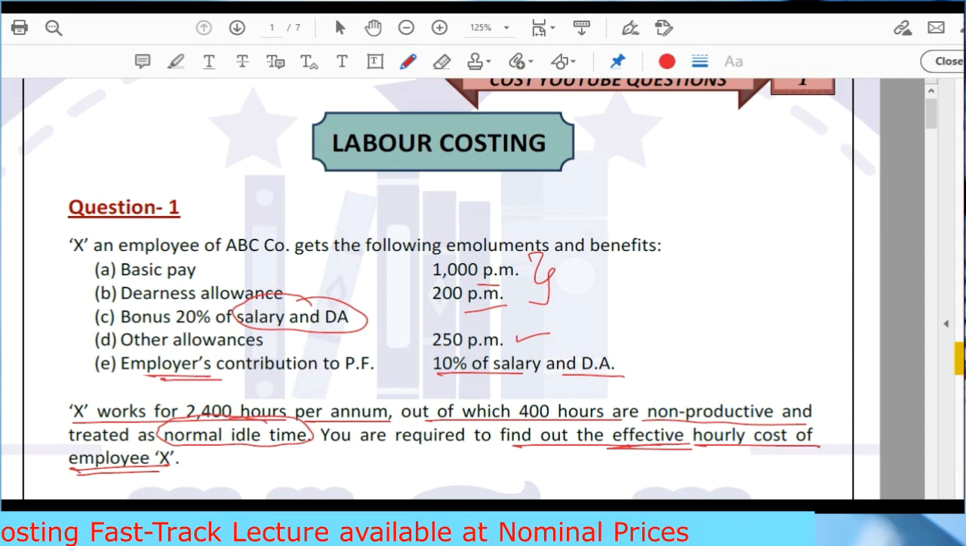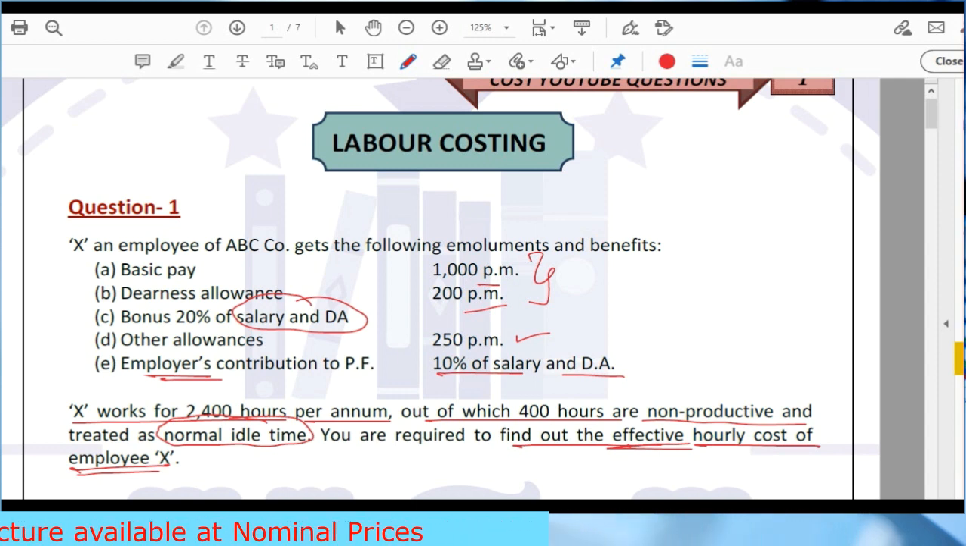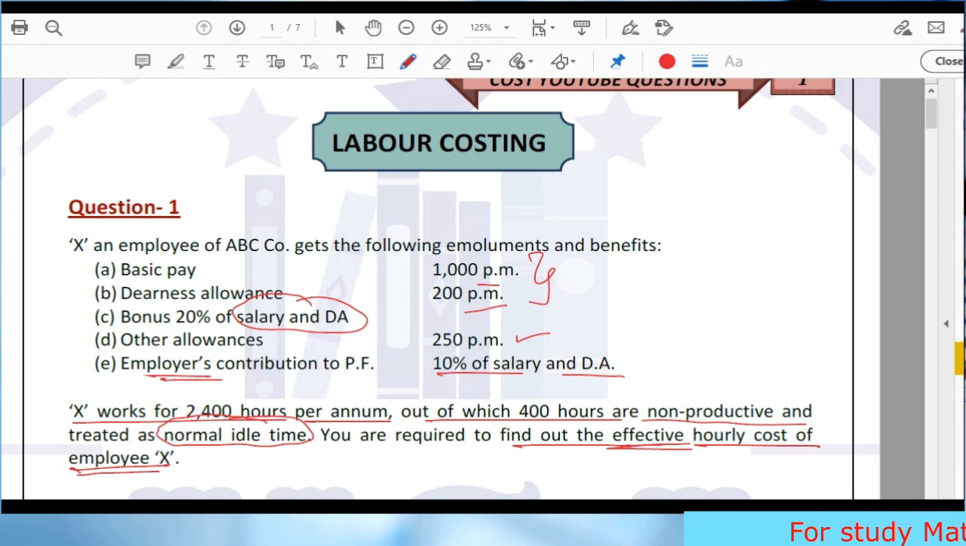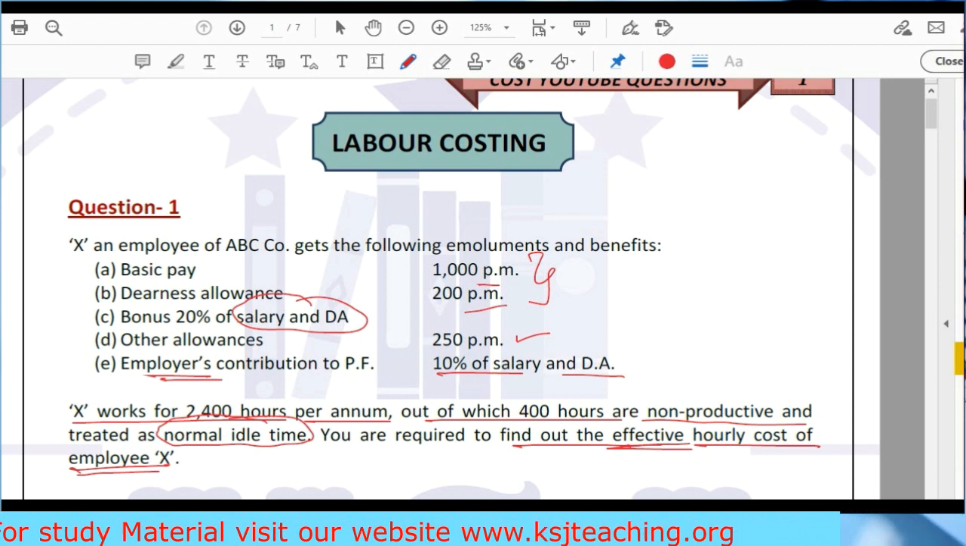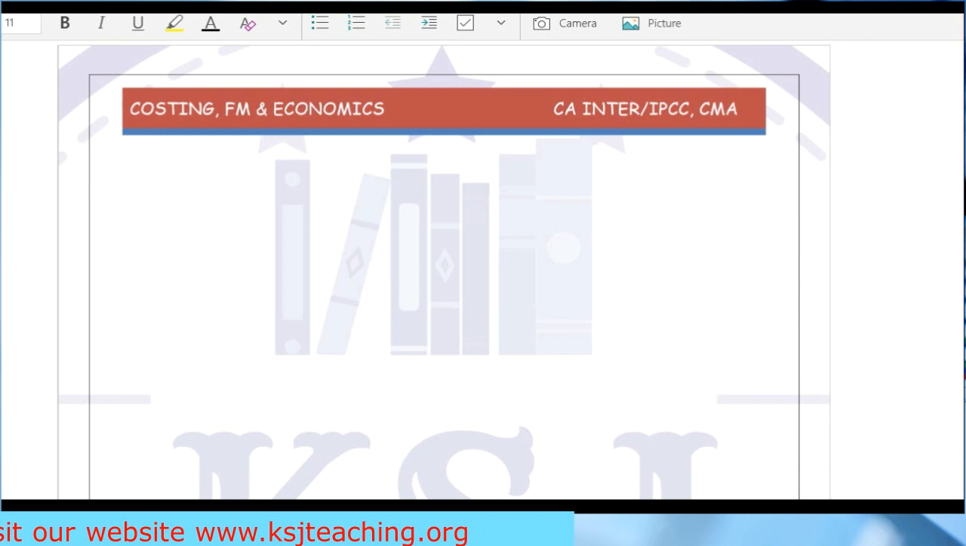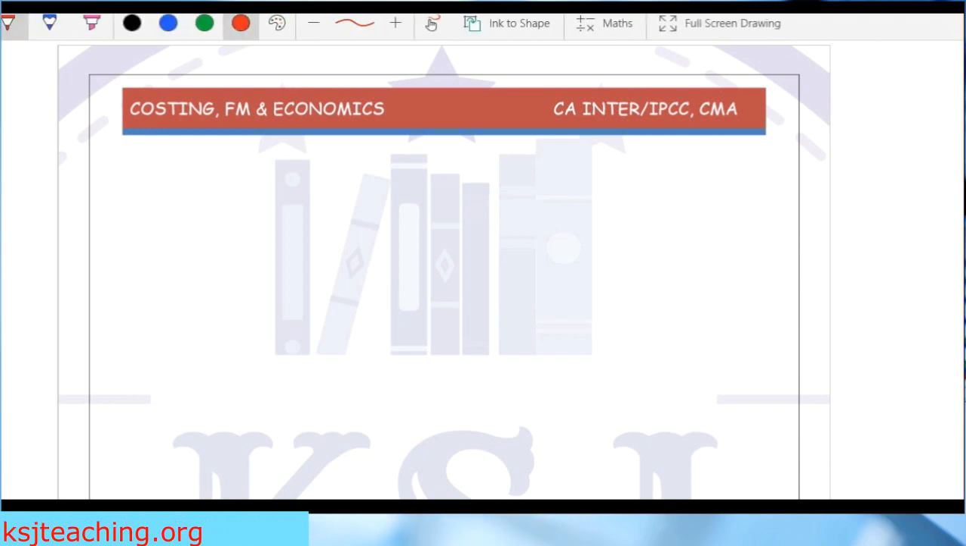Okay. So in such questions, first calculate the effective hours, and then we will calculate the total cost. See, we need only two things: one, the total labor cost, and second, the effective hours. Okay, we can calculate the total labor cost also, that is no issue. So we have question number 1.